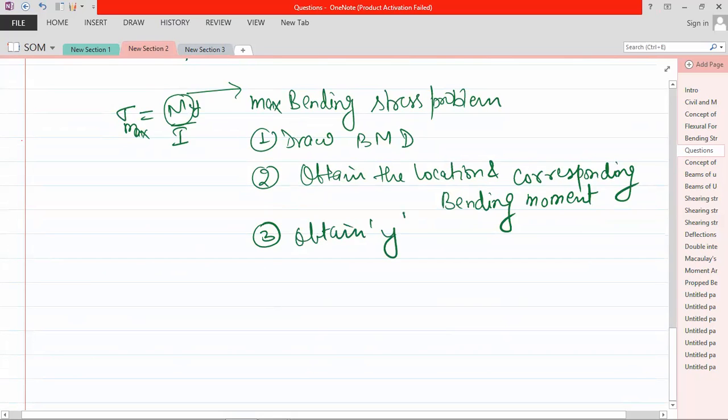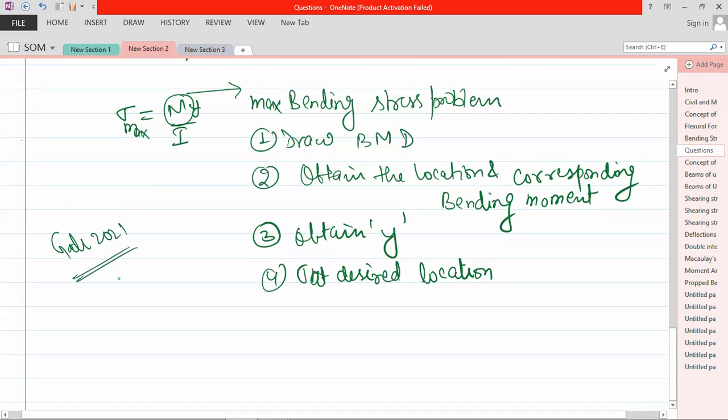Suppose they are not always at the top. It can lie in between. So obtain y, then evaluate sigma at the desired location. Desired means where it is asked. In GATE 2021, they gave a problem where it is asked to obtain the maximum bending stress. So I hope now everyone is getting it.